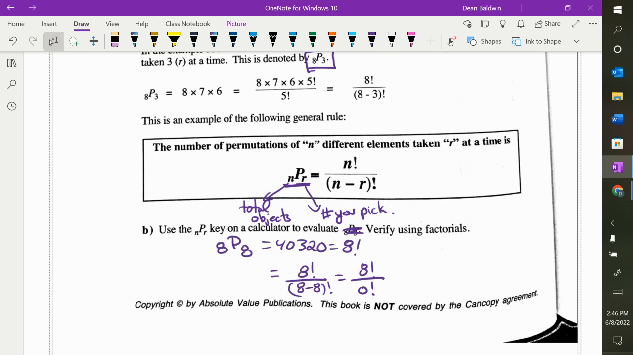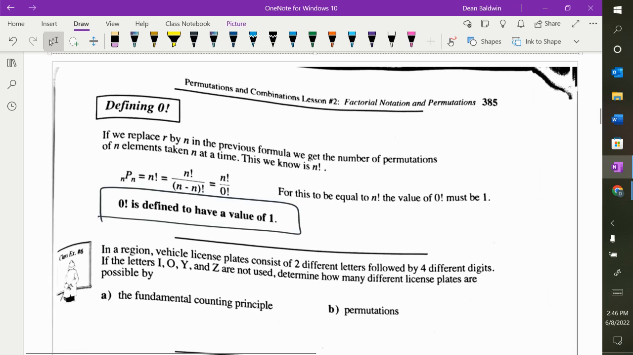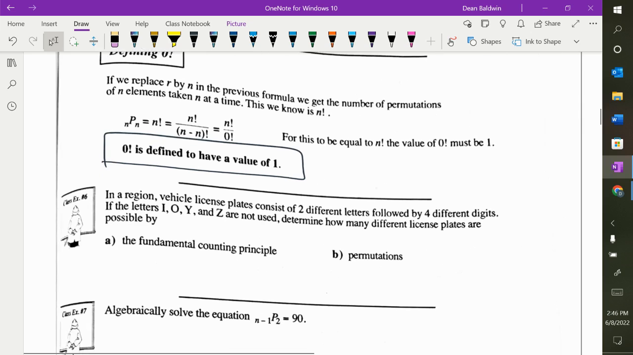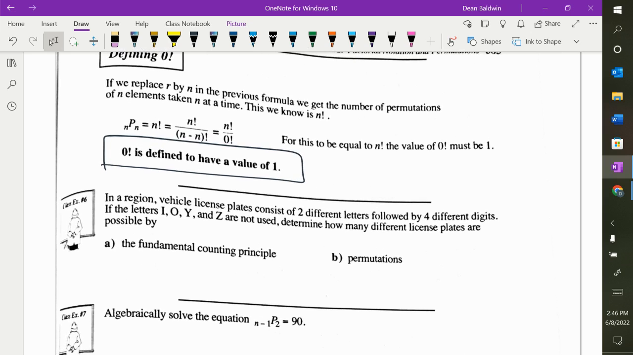And that's what the next page says. 0 factorial is defined as a value of 1. Google it.